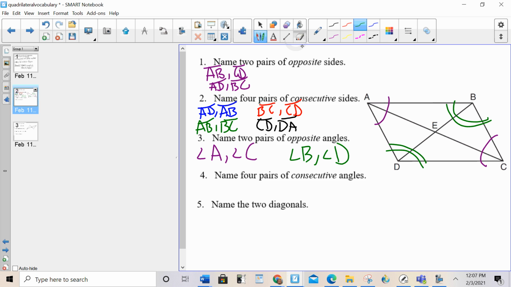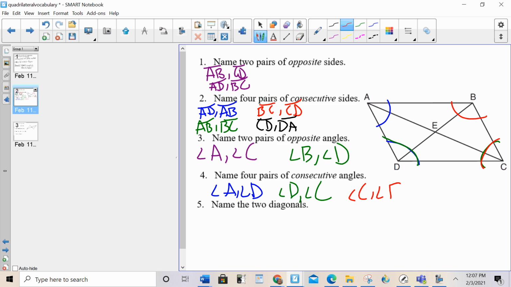Name four pairs of consecutive angles. Well, angle A and angle D are consecutive angles. Angle D and angle C are consecutive angles. Angle C and angle B are consecutive angles, and angle B and angle A are consecutive angles. They're consecutive angles because they're one after another. They're not across from each other, they're next to each other. Consecutive is next to, opposite is across from.